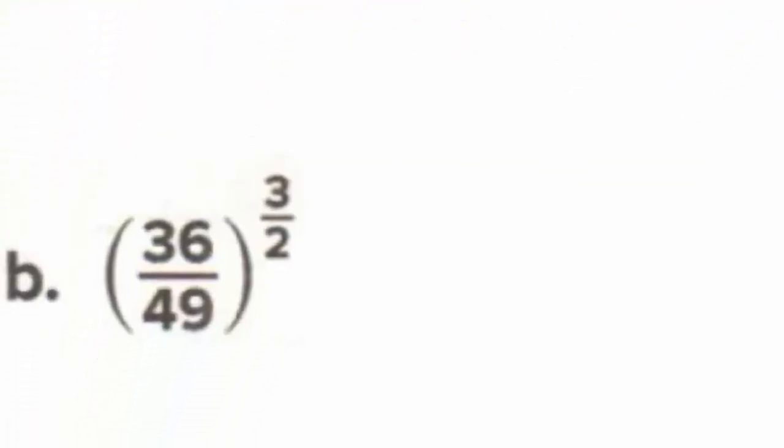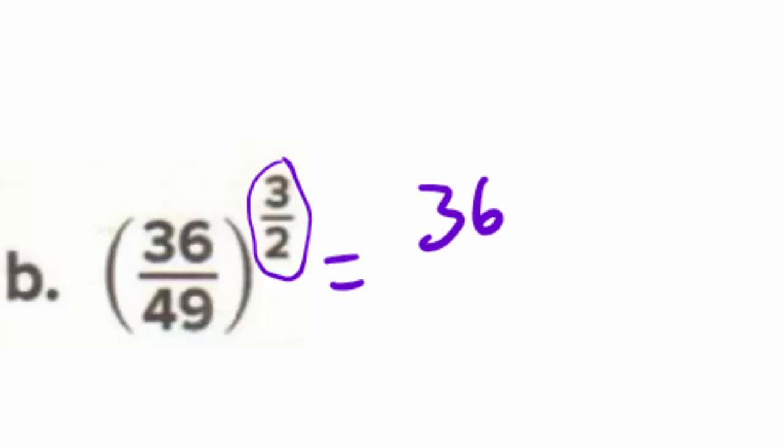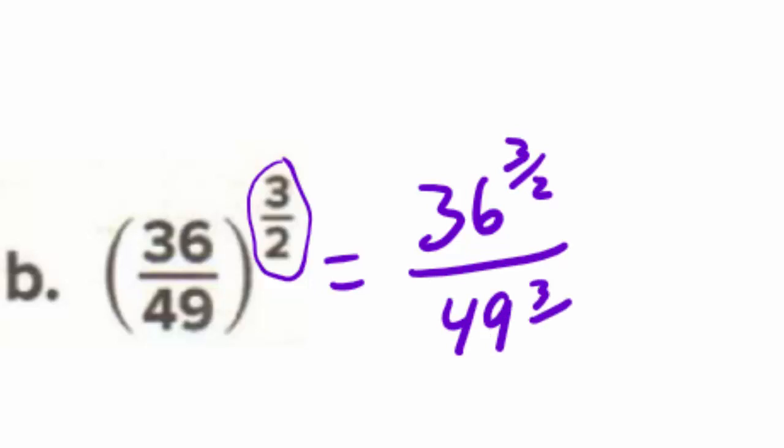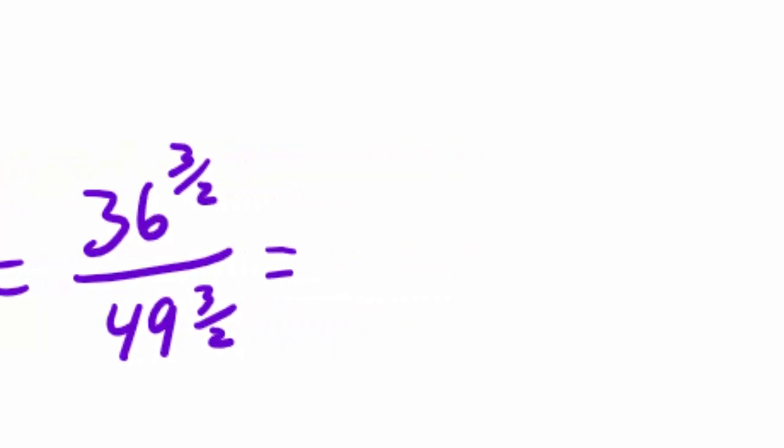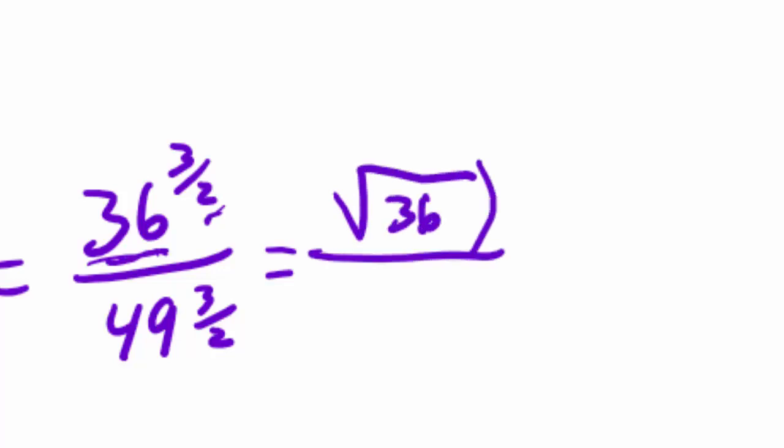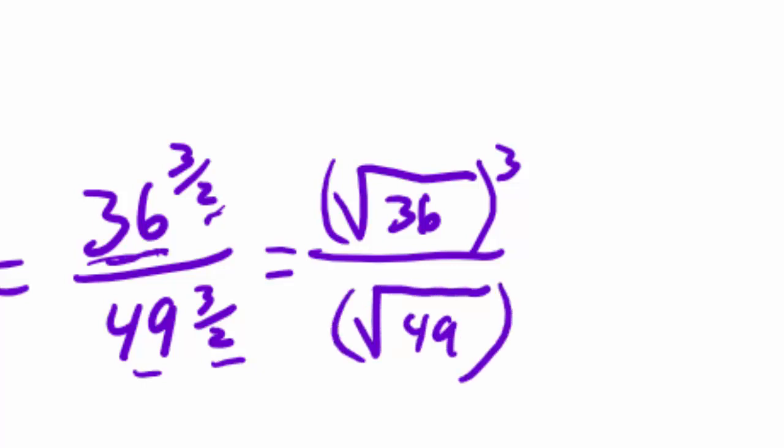For this bottom one, we're going to first distribute this exponent to both the numerator and the denominator. So we have 36 to the 3/2 power over 49 to the 3/2 power. And I need to decide if I'm going to do the root first or the exponent first. The root is the denominator and the exponent is the numerator. If I look at my number, I'm taking 36, and if I do a square root of that, that's easy for me to do. So I'm going to do the square root of 36 first, and then raise it to the 3rd power afterwards. And the same thing on the bottom. I have a 49, and if I do the square root of that, I can do that in my head. So square root of 49, and then I'm going to put the 3rd power on the outside.